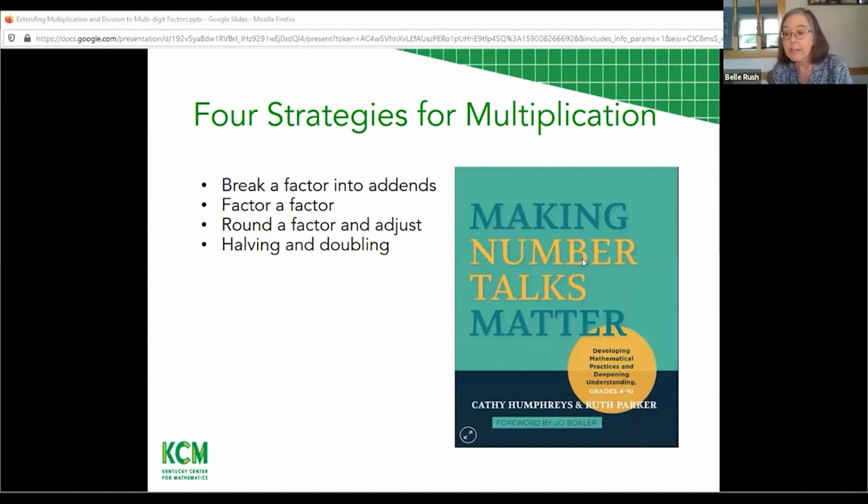So the 4 strategies for multiplication that we're going to look at today came from Making Number Talks Matter, and this is what Bonnie has done her book study on. I took some of the strategies that they have, and the strategies that we're going to look at are break a factor into add-ins, factor a factor, round a factor and adjust, and then halving and doubling.